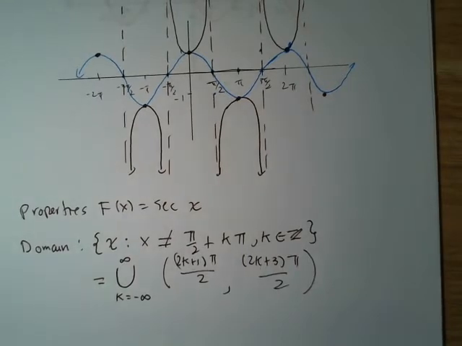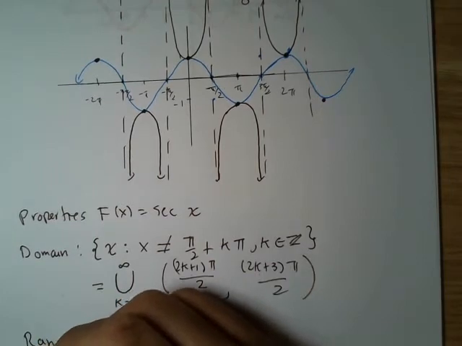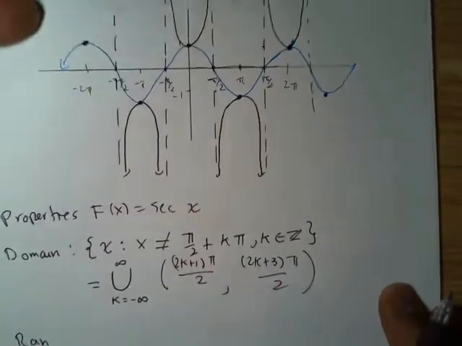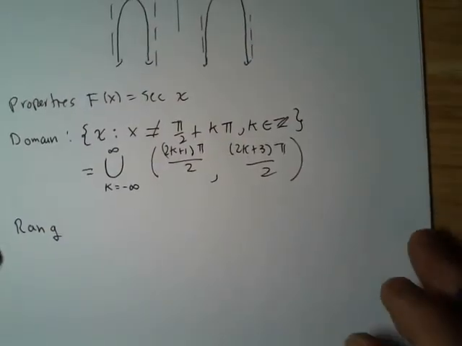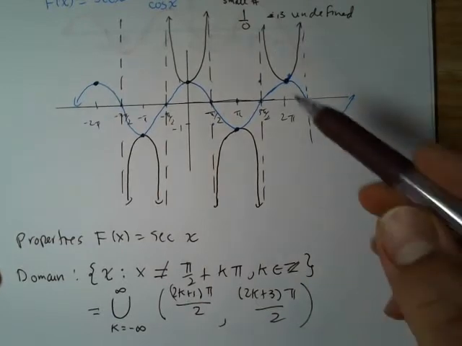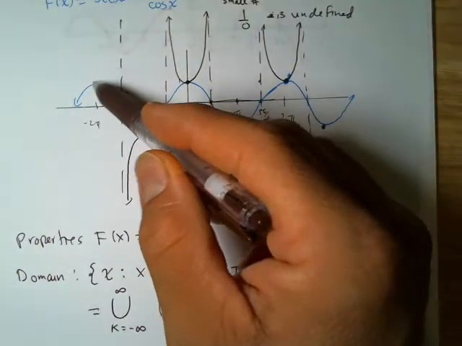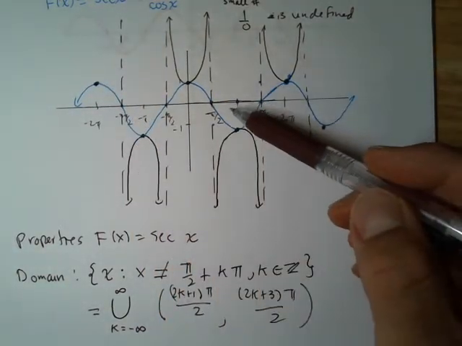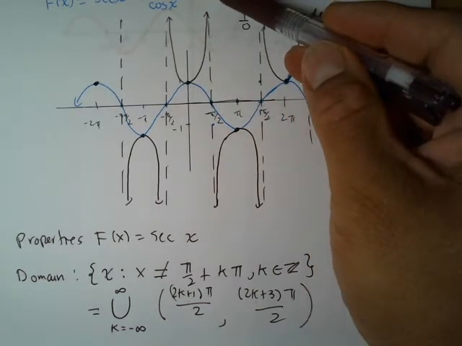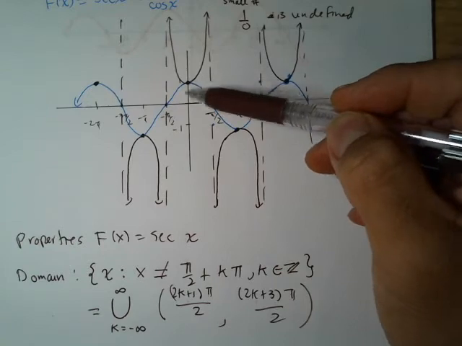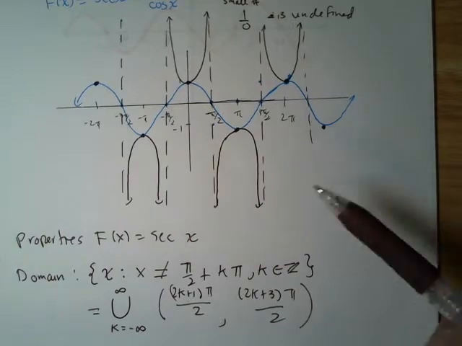Okay, now let's take a look at the range. Right, now as we can see from the graph, the range, now we're looking at this part of the graph, not the cosine function. This is not part of our graph. So as you can see from the range, it goes from 1, including 1, all the way up to infinity. And then there's this gap between 1 and -1. But after that, the range goes from -1 down to negative infinity.